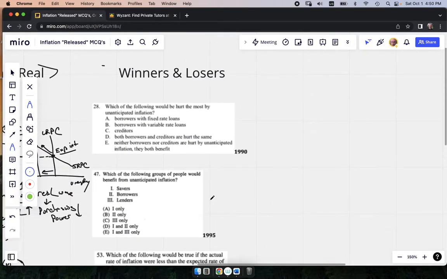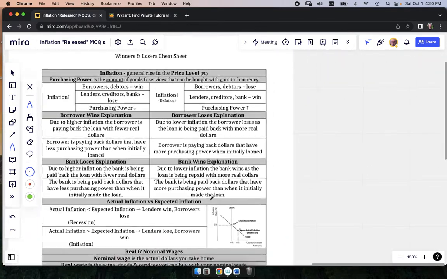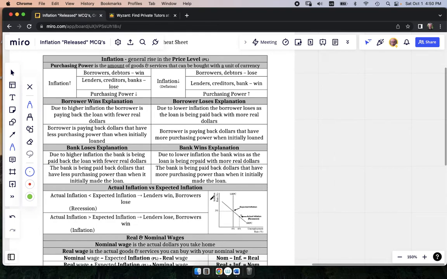All right. Let's talk about the difference between winners and losers. This is a hard thing. Not hard to figure out. I think lots of people are able to figure out who's a winner and who's a loser. The problem is explaining it sometimes and getting that extra point on the FRQ. How do we explain that? So we're going to try to do both here today.